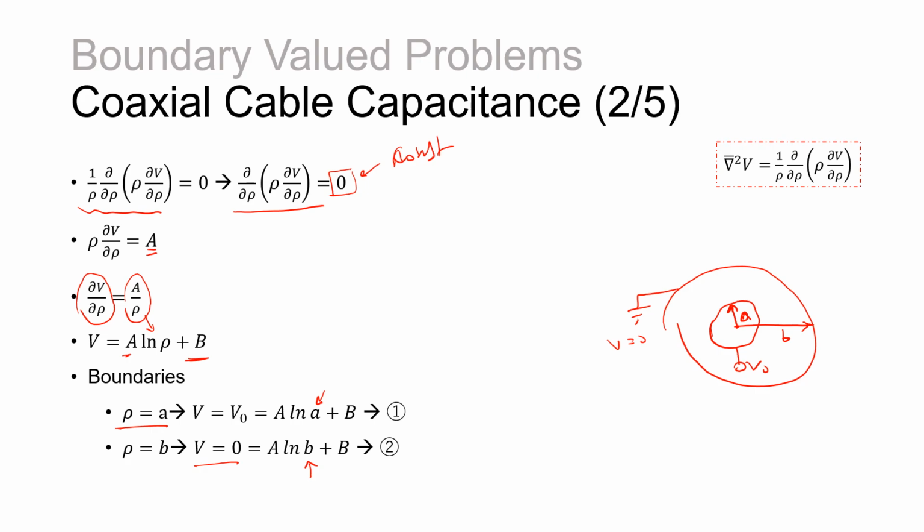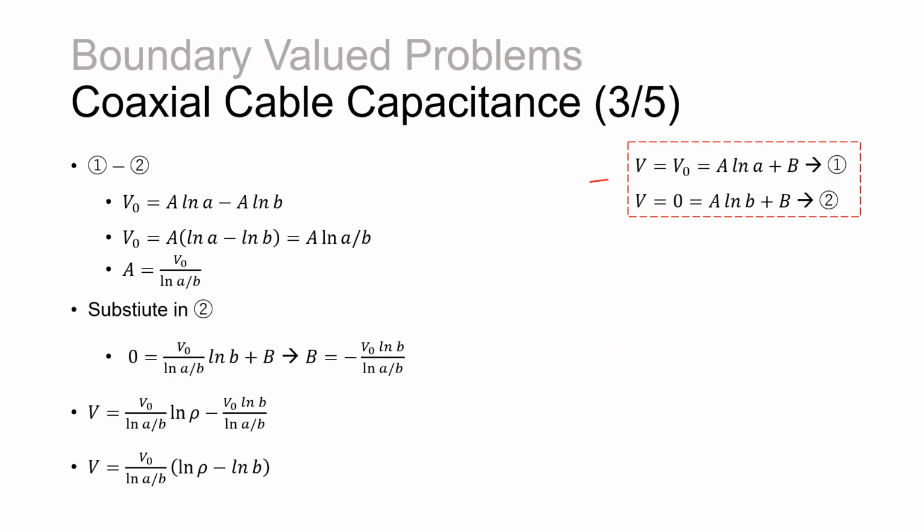Now we have two equations, 1 and 2, and we need to solve them to get the values of A and B. I have brought the two equations here for your reference. And if we subtract these two equations, B will cancel and you are left with this one. The important note here is that ln x minus ln y can be written as ln x over y. So I applied this one here. And finally, after dividing both sides by ln a over b, you can get that A equals V naught over ln a over b.